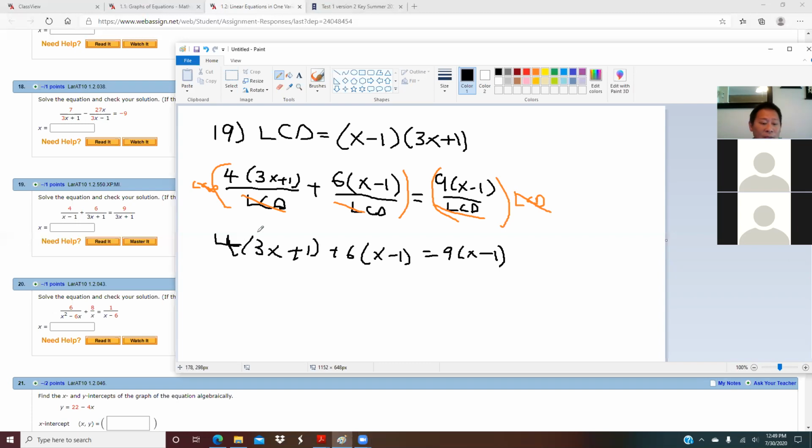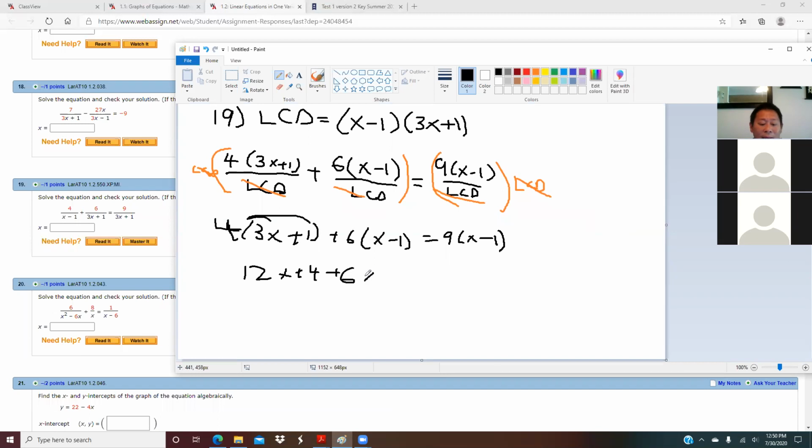So let's distribute this. So this will give me 12x plus 4. And then distribute the 6, you will get 6x minus 6. And then distribute the 9, you will get 9x minus 9.